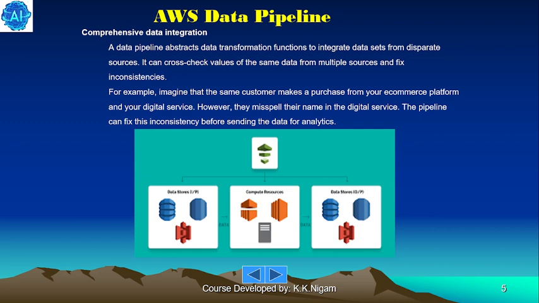Comprehensive data integration. A data pipeline abstracts data transformation functions to integrate data sets from disparate sources. It can cross check values of the same data from multiple sources and fix inconsistencies. For example, imagine that the same customer makes purchases from your e-commerce platform and your digital service. However, they misspell their name in the digital service. The pipeline can fix this inconsistency before sending the data for analytics.